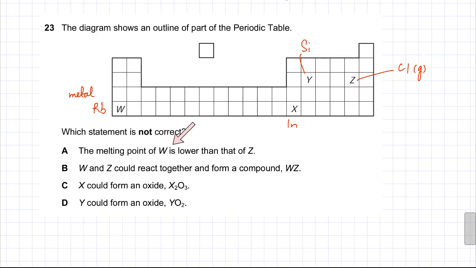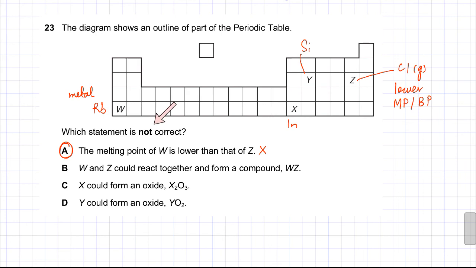So the melting point of W is lower than that of Z is incorrect because chlorine would have a much lower melting point as well as boiling point. So the first statement is definitely incorrect. So this is going to be your correct option. It's going to be option A. We're also going to discuss all the other options just to confirm whether option A is the incorrect statement that we are looking for.